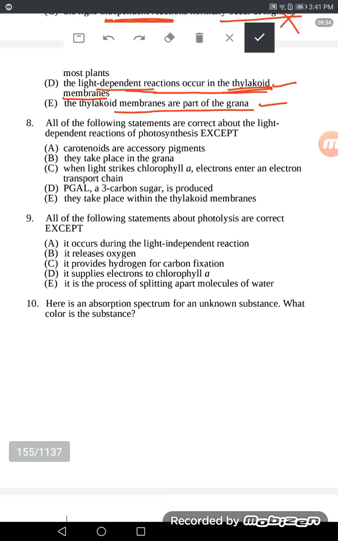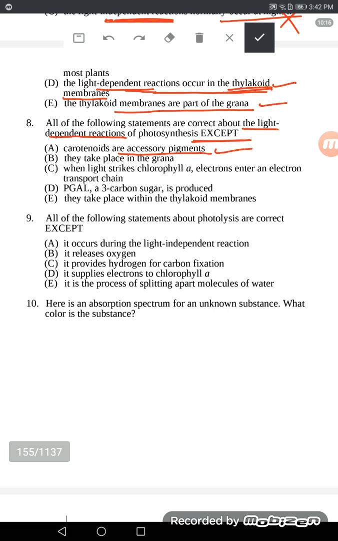All of the following statements are correct about the light-dependent reaction of photosynthesis except. So we have to know that all are correct about the light-dependent reaction. Okay, so carotenoids are accessory pigments. Yes, in the photosynthesis process, we have chlorophyll A, which is the main molecule of photosynthesis, and we have chlorophyll B and carotenoid. These two are accessory pigments. They just increase the efficiency of the photosynthesis process.